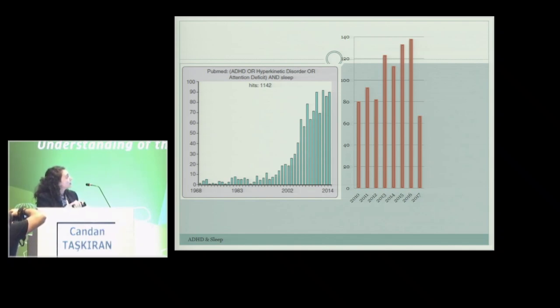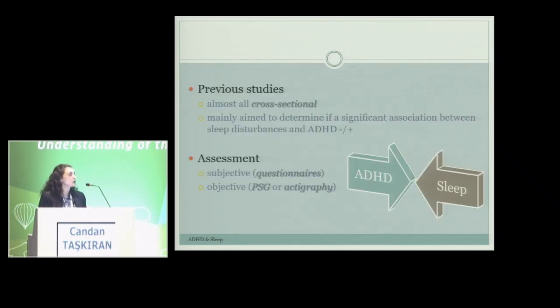As you see here, the number of studies has increased. You can see the number of the studies and how much they increased, and in the first 6 months of this year, many studies have been conducted so far. Although this topic has been ignored, the number of studies on it is increasing. Generally, almost all of the studies are cross-sectional, and they are trying to understand the trajectory of the disturbance and the disorder. There are some subjective assessments and objective assessments.